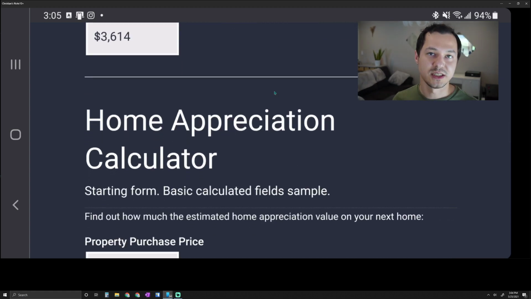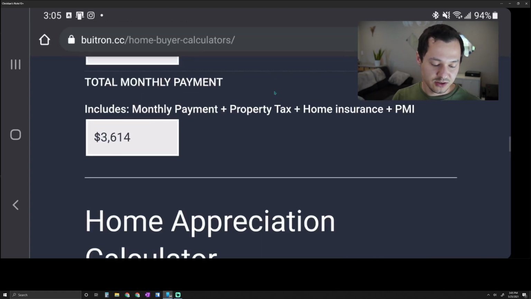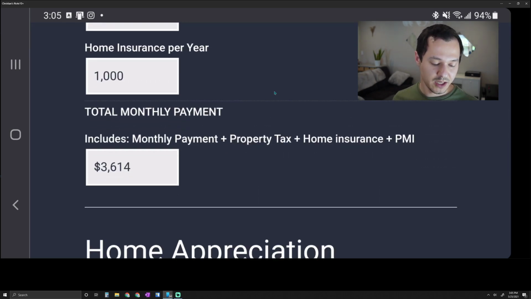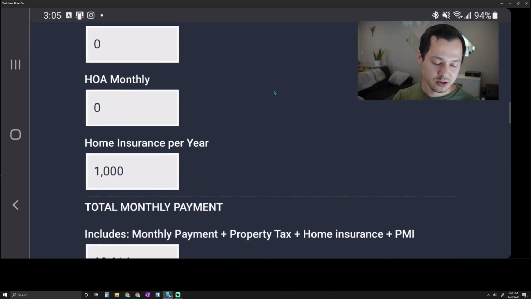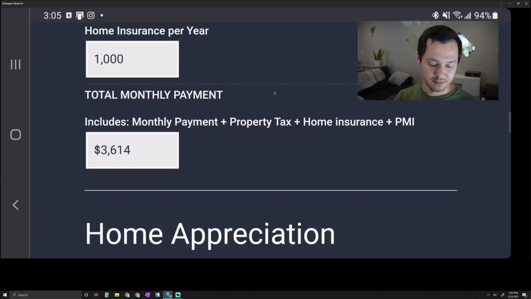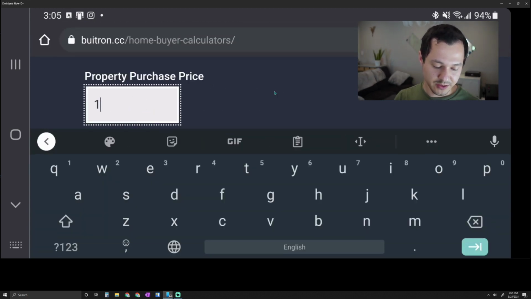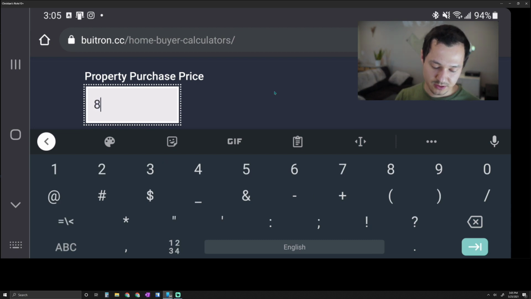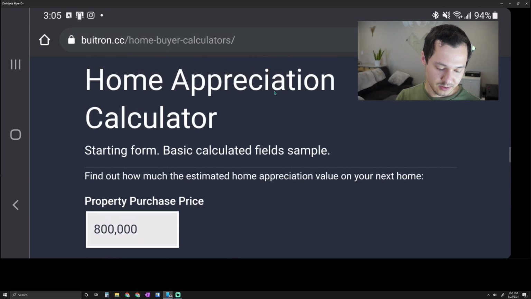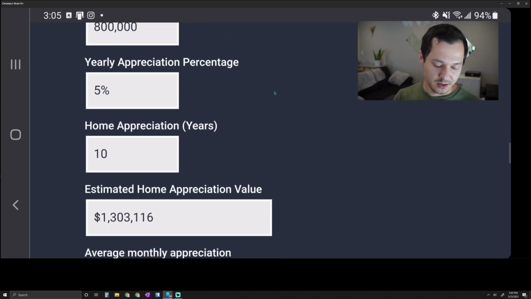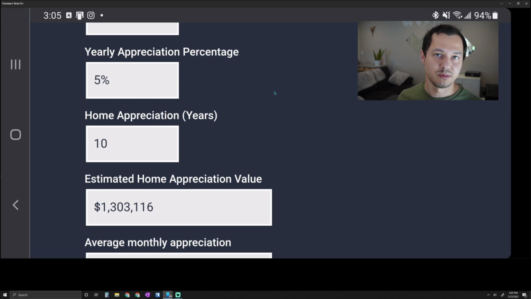Is the home appreciation calculator and how strong this could be. So in this case, you're only putting 20% down. You're paying a monthly payment on $800,000. You're paying a monthly payment of $3,614, right? Let's say you bought this home for $800,000. This is on a home appreciation calculator. And every year it appreciates 5% more. After 10 years, your home estimated value is $1.3 million.